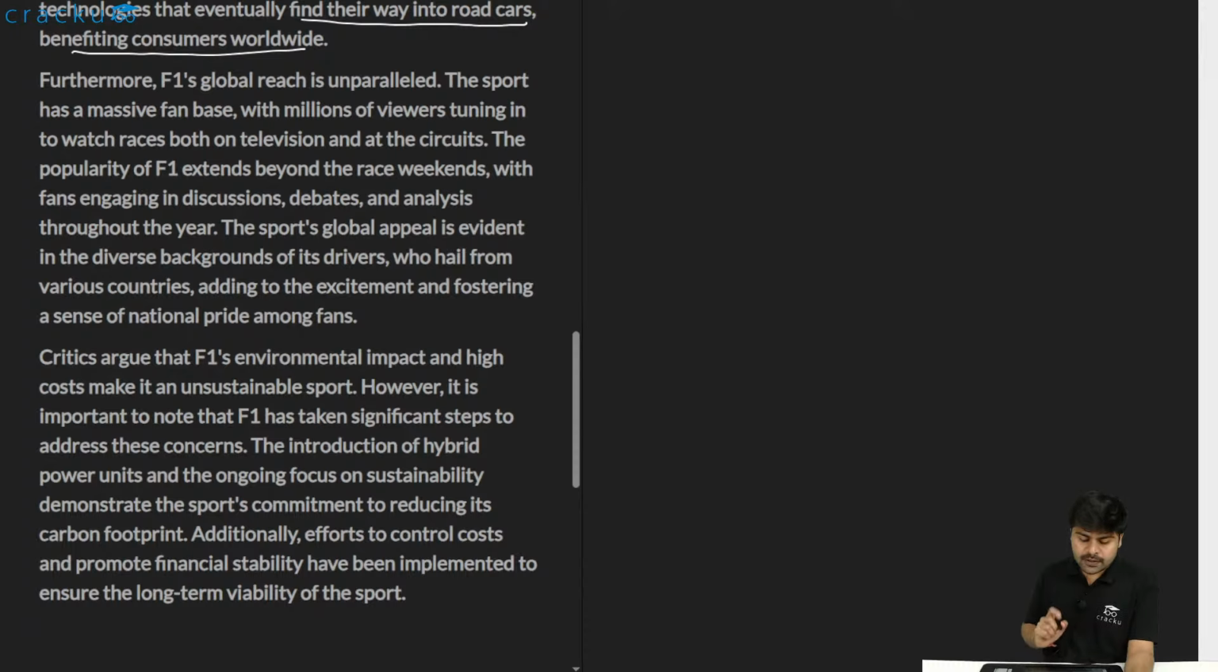Furthermore, F1's global reach is unparalleled. So there is no other sport quite like F1. The sport has a massive fan base with millions of viewers tuning in to watch races both on television and at the circuits. So what are these circuits? Circuits are tracks, so people watch both on television and as an audience in front of those tracks.